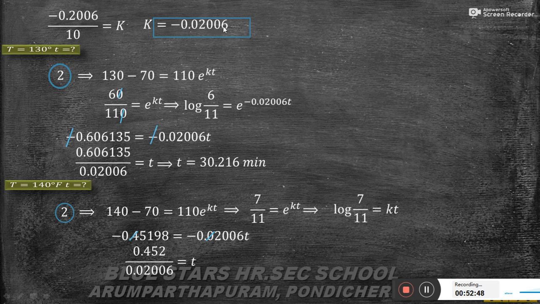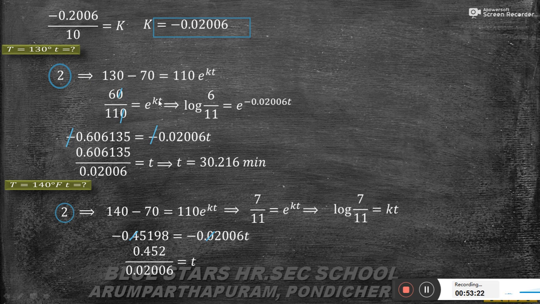0.02006. So therefore next, in the second subdivision, they give the coffee temperature, this is the initial temperature, and they give 130 degrees Fahrenheit to 140 degrees Fahrenheit. So I take the capital T, coffee temperature, equal to 130 degrees Fahrenheit. So what is the small t value? From equation number 2, 130 minus 70 equal to 110 e power kt. I substitute, 130 minus 70 is 60 by 110 equal to e power kt.